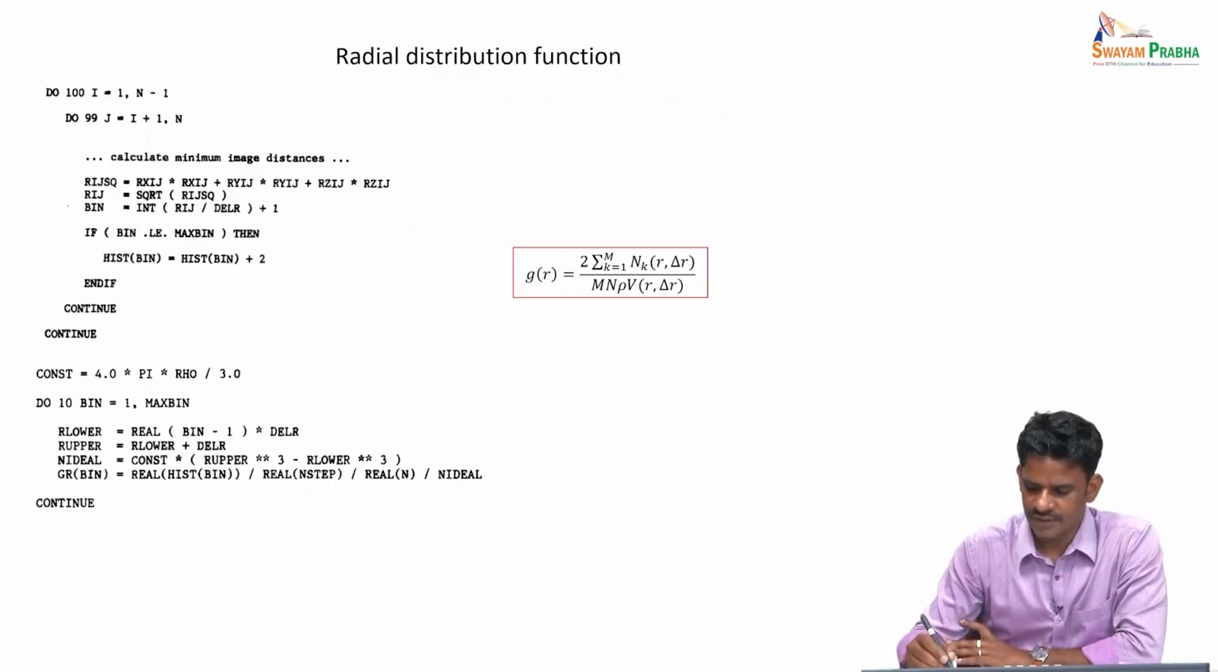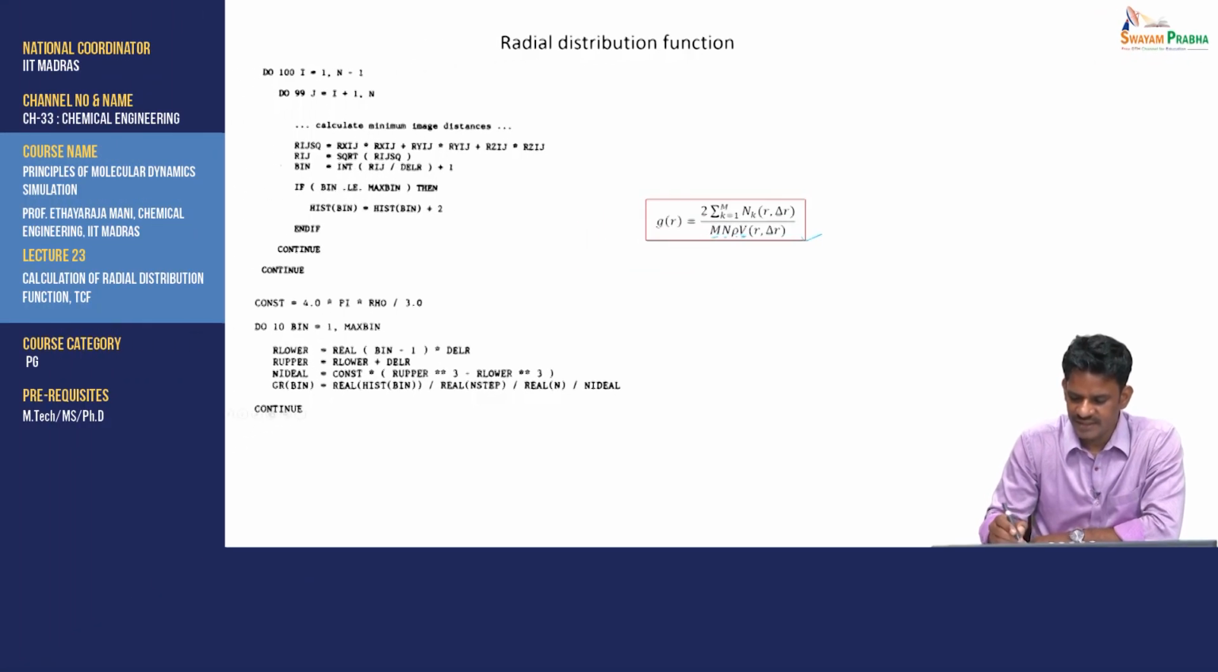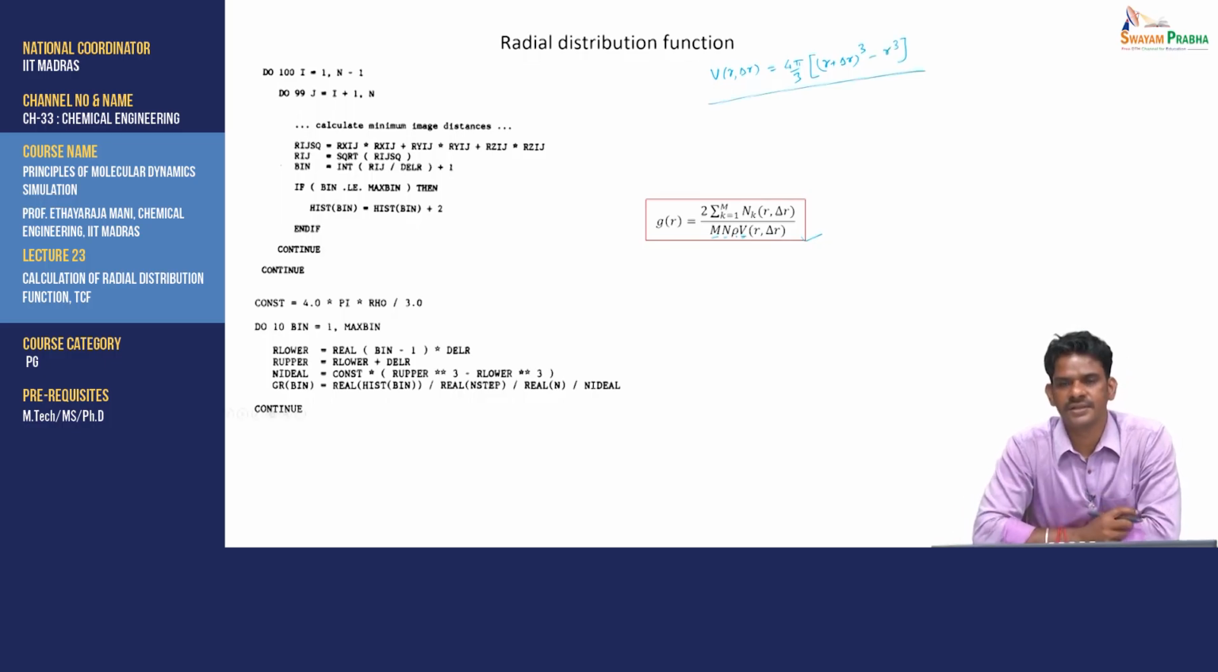So this is our definition. There is a time averaging, and then there is a number averaging, and then there are some constant quantities like density and the volume, etc. Now this volume here, as I said before, is given by 4 pi by 3 times (r plus dr) cubed minus r cubed. This is the volume that we need to calculate, and this density rho is a fixed density which basically tells the average density in the system.